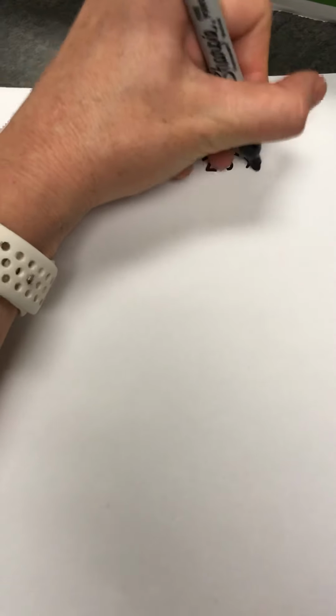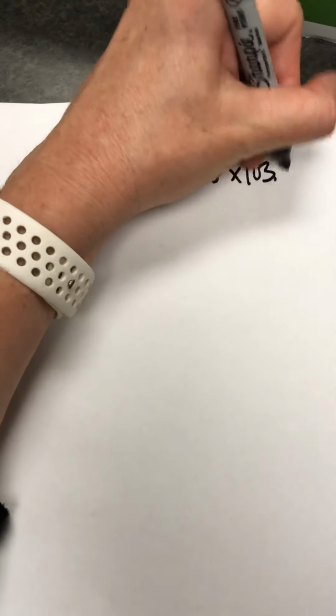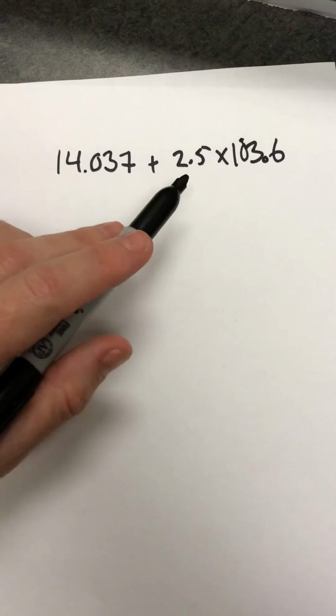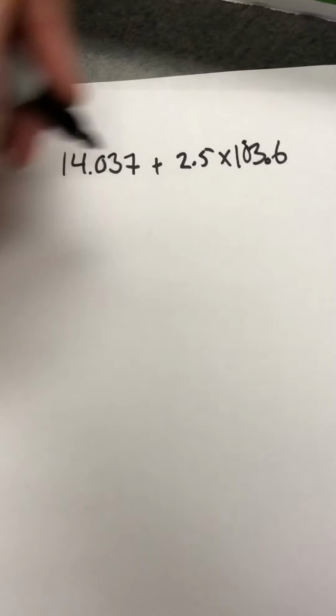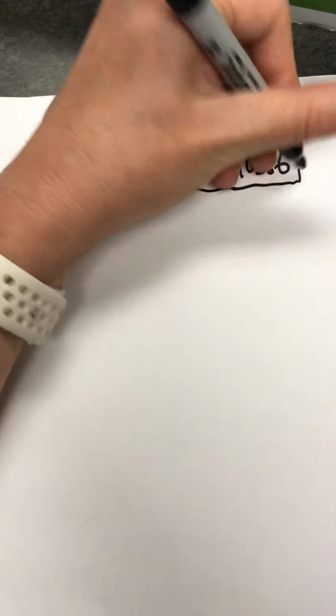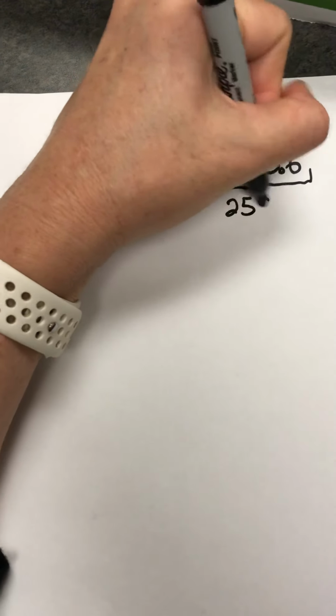Okay, so in the second part of looking at multi-step calculations with sig figs, we're going to do another problem. Let's say we have 14.037. Let's go ahead and add 2.5 times 103.6 to it. So 14.037 plus 2.5 times 103.6. Now we'd follow order of operations. We'd do this one first, and if you do this, you get an answer of 259.